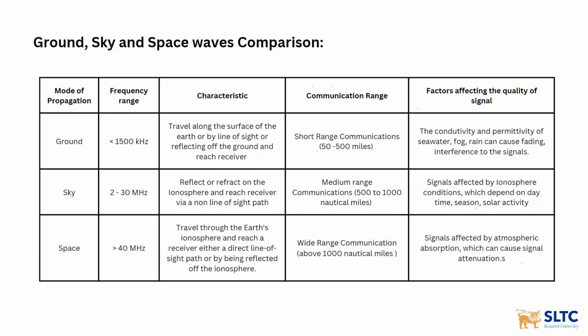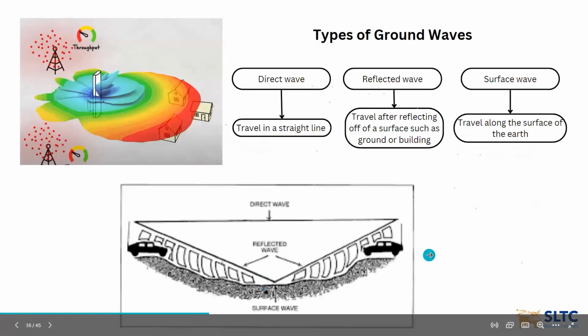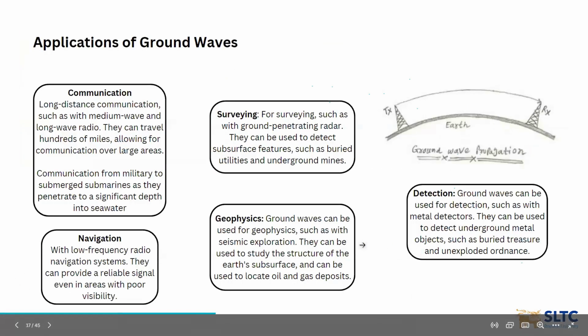The satellite communication also has some challenges that affect the communication. Such challenges include the signals being affected by atmospheric absorption, right? And it can cause the signals to get attenuated.